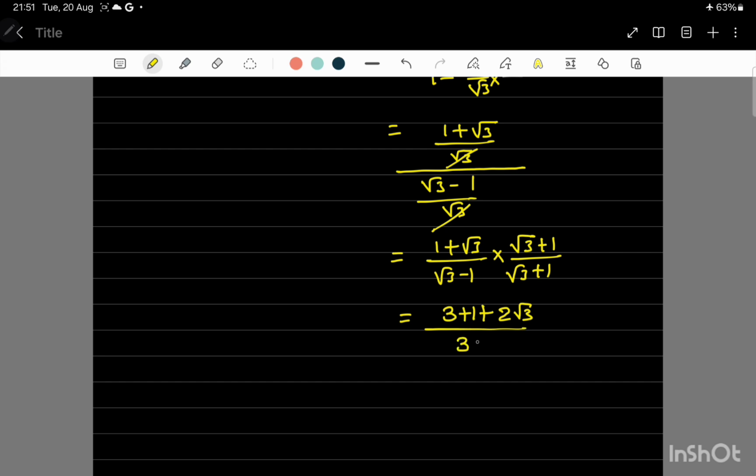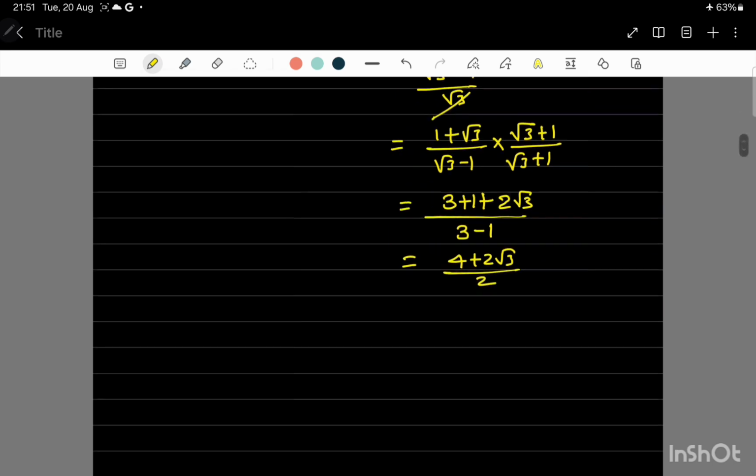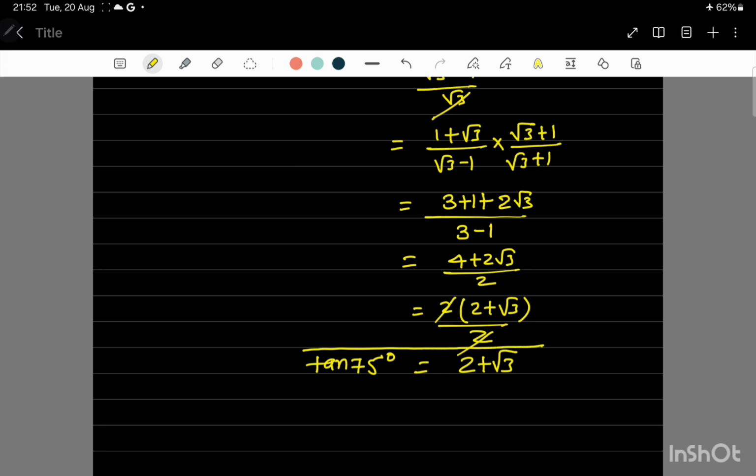and root 3 plus 1 is root 3 square means 3 minus 1 square is 1. So 3 plus 1 is 4, so 4 plus 2 root 3 divided by 2. So we can take common here, so 2 plus root 3 divided by 2. So 2 is cancelled, and the final value is 2 plus root 3. So tan 75 degree is equal to 2 plus root 3.